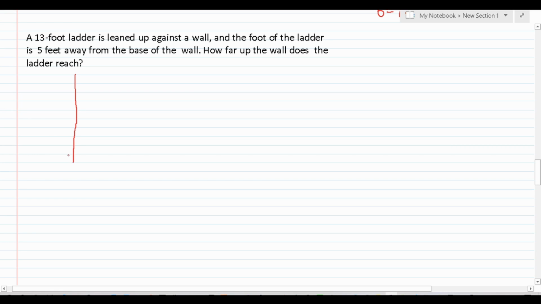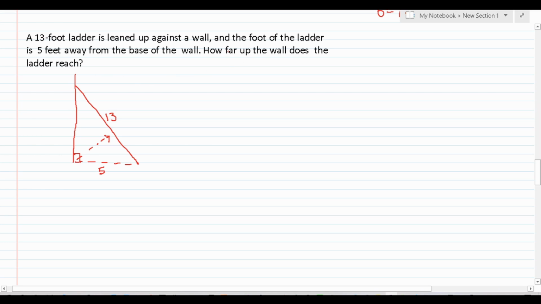We know we have this wall here, and we have this ladder leaning up against it. Similarly, we know this ladder is 13 feet long, and we know that its foot, which is right here, is 5 feet away from the base of the wall. So we should notice right away that the ground is level with the base of the wall, so this is going to be a right angle, which would make 13 our hypotenuse, 5 one of our legs, and this value right here, one of the other legs.